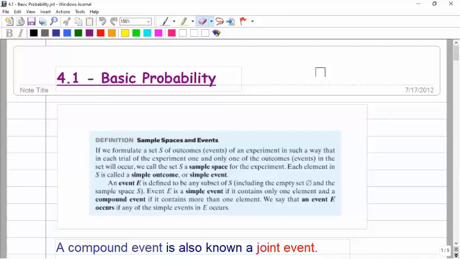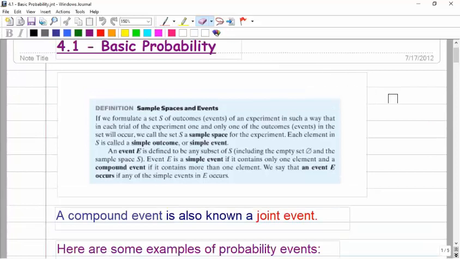Probability is basically the likelihood or chance of something happening. Probabilities are always expressed as fractions, decimals, or percentages. Like a 70% chance of something happening, or a 1 out of 3 chance of something happening. That's what you're looking at with probabilities. So let's go through some definitions and preparation.